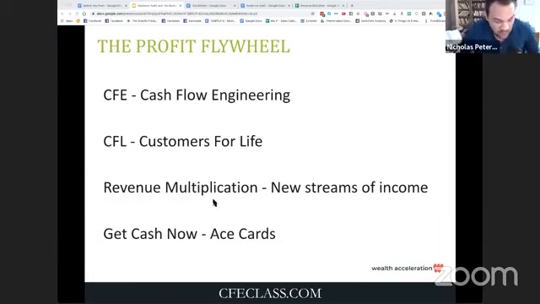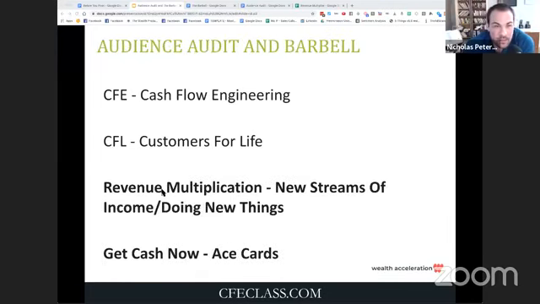Now, when you have all these things baked in, you have the profit flywheel. So we're going to break down a few components of that. Today, I'm going to break down an audience audit. Dan touched on this a little bit on Friday. Really get an idea of where your audience is. If you need to generate cash, you have to know how to talk to your people. You have to know where they're at.